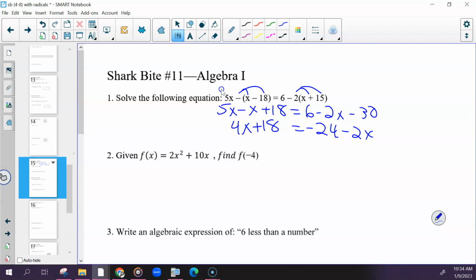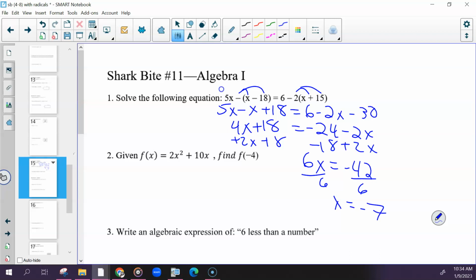Then you could start to move and solve, whether you do that simultaneously or step by step, does not matter. So we could add 2x and subtract 18 to get 6x equals negative 42. And then divide both sides by 6. So that x equals negative 7.